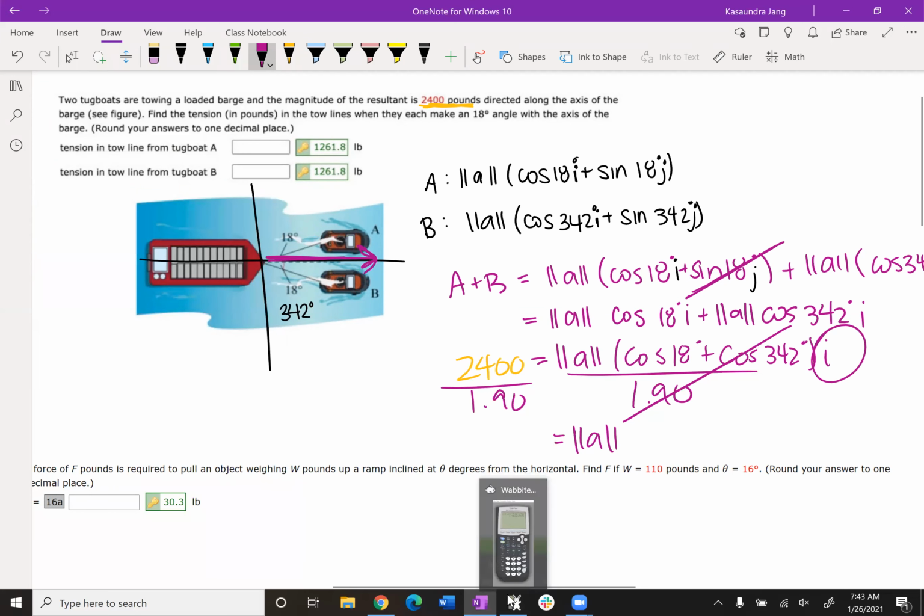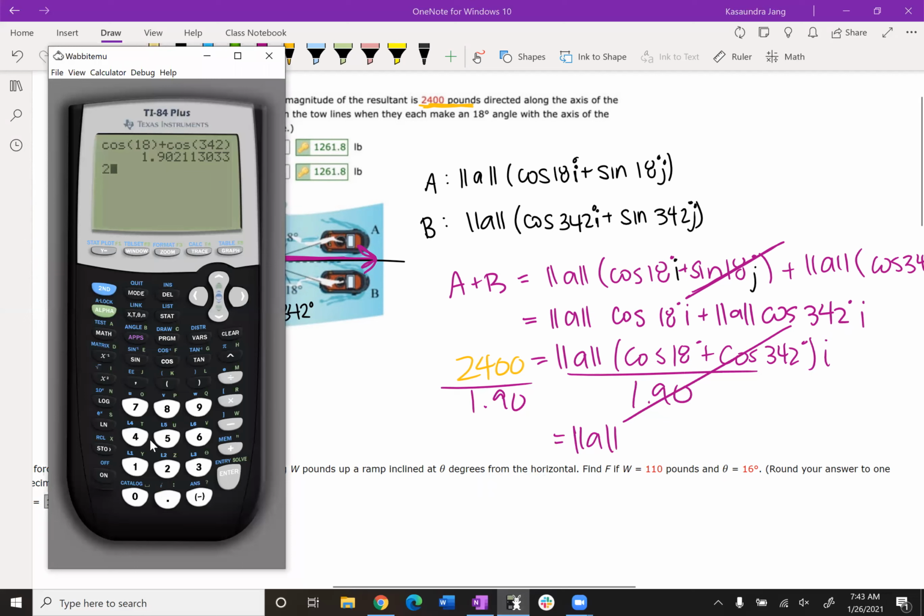The direction is taken care of with the i. I'm not really worried about the direction though. I know this is going horizontally. I'm just looking for the magnitude. So I'm going to do 2400 divided by this whole entire messy decimal.